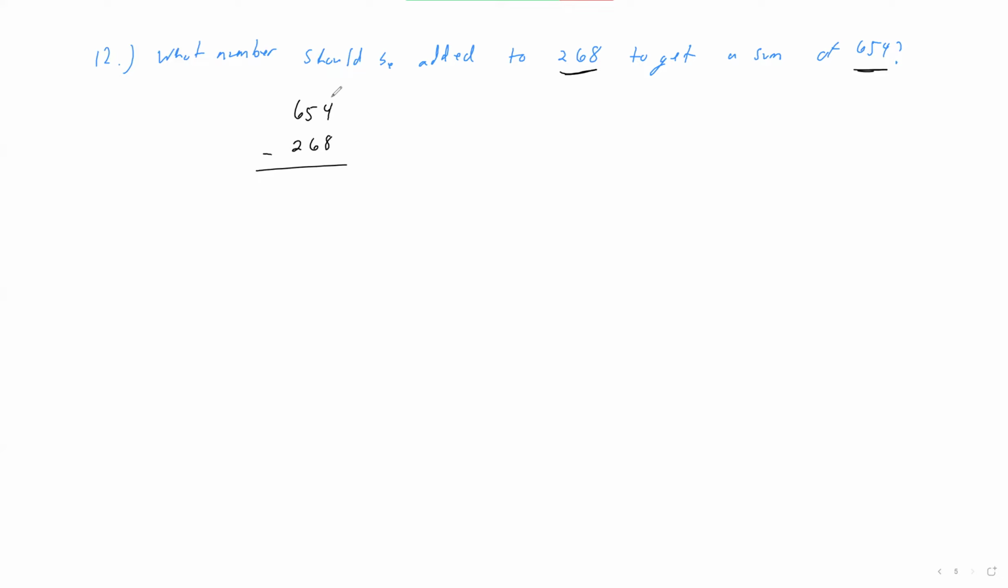So I basically just set up the problems we were just doing. So again, 4 minus 8 can't be done, so I'm going to borrow. That 5 becomes a 4, the 4 becomes a 14. 14 minus 8 gives me 6. Then I do 4 minus 6, can't be done, so I have to borrow. Bring over the 1. 14 minus 6 now becomes 8. 5 minus 2 becomes 3. So I need 386 to be able to add the 268 to give me the 654.